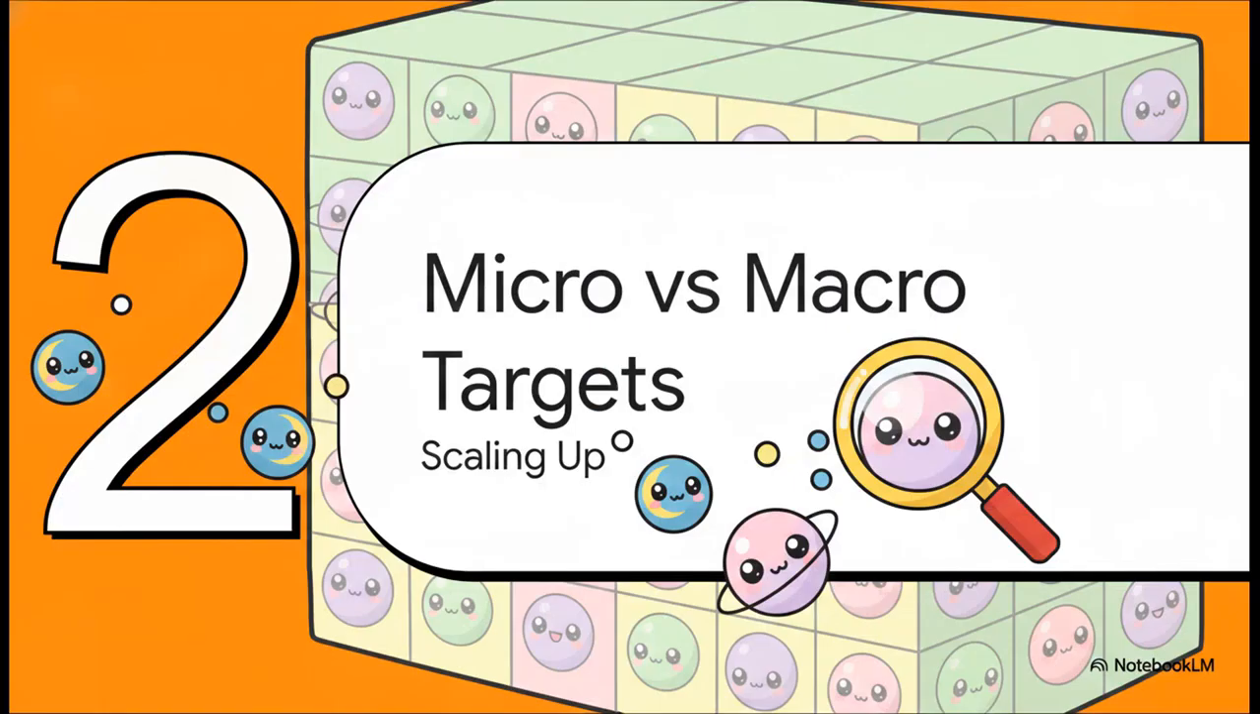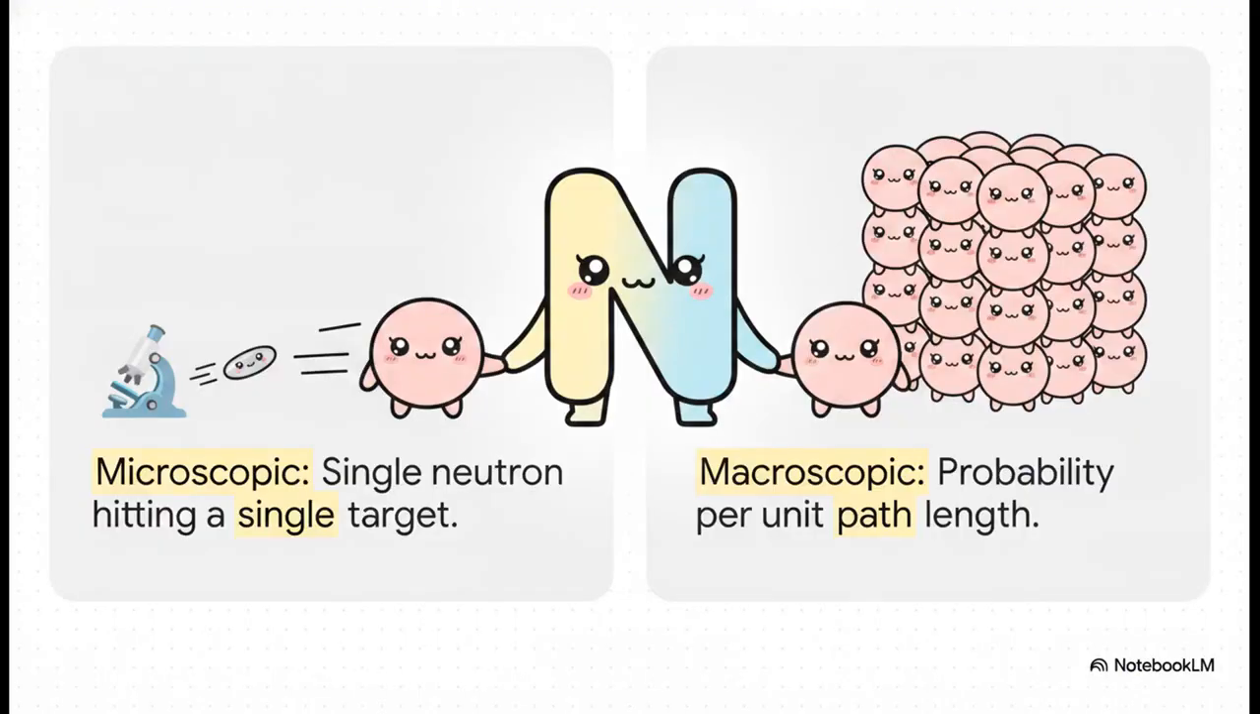Moving on to Section 2, Microscopic versus Macroscopic Targets, Scaling Up, because now we really need to zoom out from that single target. And this brilliantly illustrates exactly how we do that. Up until now, we've just been tracking a single neutron. To zoom out to an entire block of reactor material, we bridge the gap using n, which is the atomic number density. By multiplying the atomic density of the material by that microscopic cross-section we just talked about, little sigma, we get the macroscopic cross-section, capital sigma. This basically gives us the probability of interaction per unit of path length traveled.